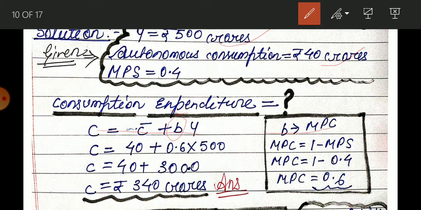Here I had written B stands for MPC, and its value is not given in the question. So how are we going to calculate the value of MPC? By using this equation: MPC is equal to 1 minus MPS. The value of MPS we have is 0.4. When we subtract 0.4 from 1, we get 0.6. Now we have all the values, so we put them in and calculate. In this way the answer is 340 crore.